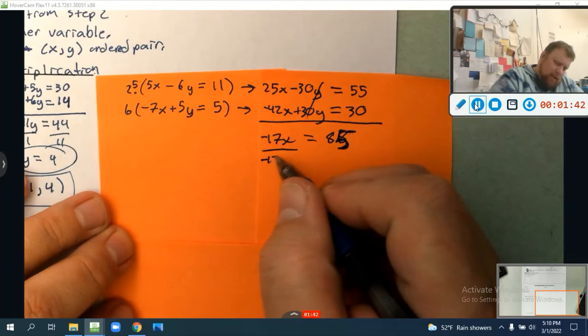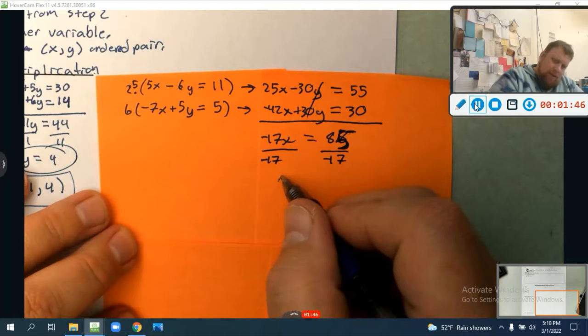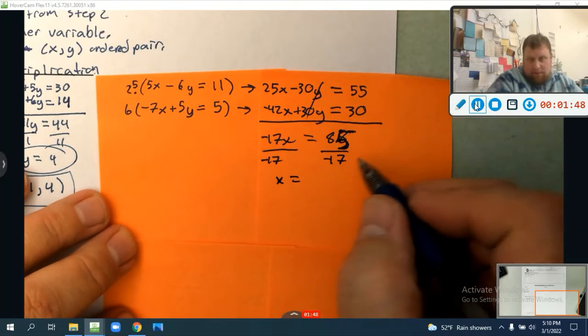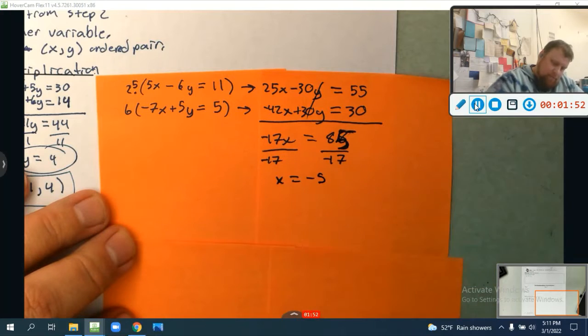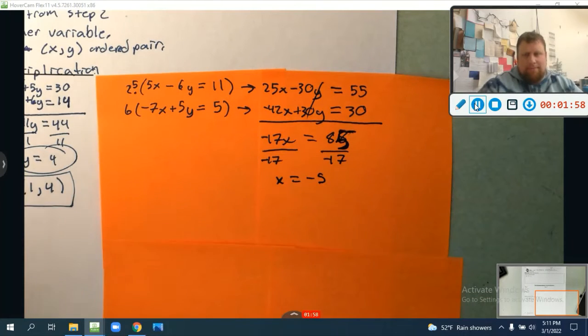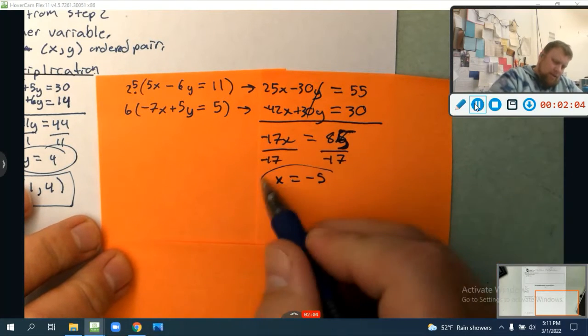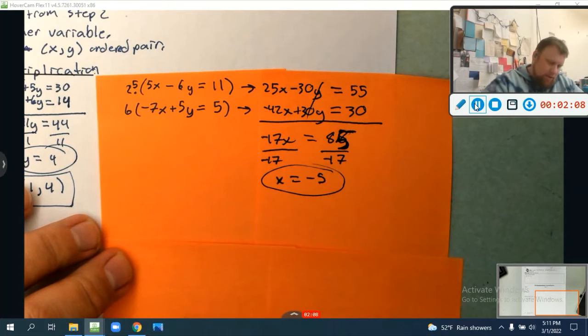Divide both sides by negative 17, and we get that x equals what? Negative 5? That works out so much nicer than last time. We're talking something like, I can't remember, it was like 25 seventeenths, right? It was terrible. So this is x equals negative 5. That's why we want to make this a positive 11 on this question.